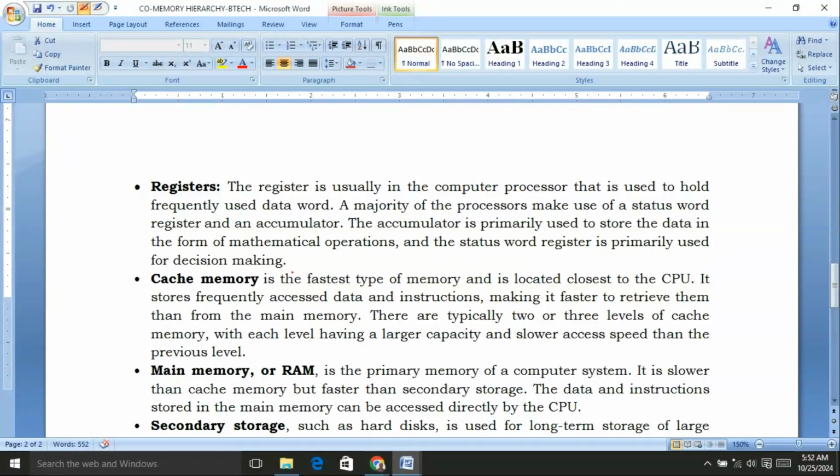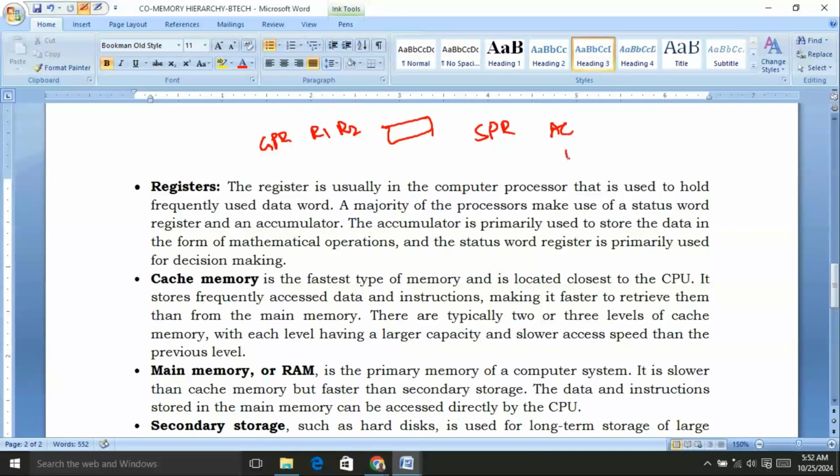So what are the registers? Registers are generally within the processor. We all know that registers are divided into two types. One is the general purpose registers, which are represented with R1, R2, and like that. The other is the special purpose registers, such as the accumulator, address register, program counter. Here we store the data and instructions in general purpose registers. Special purpose registers are used for specific operations.